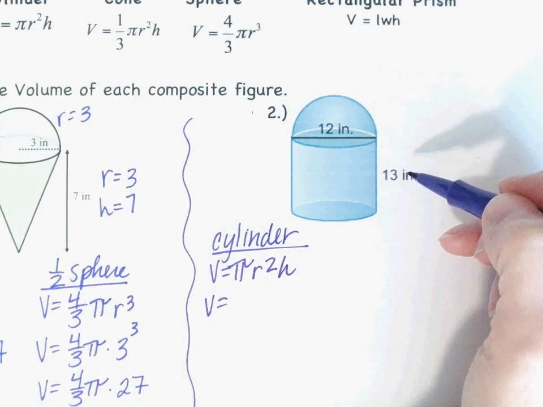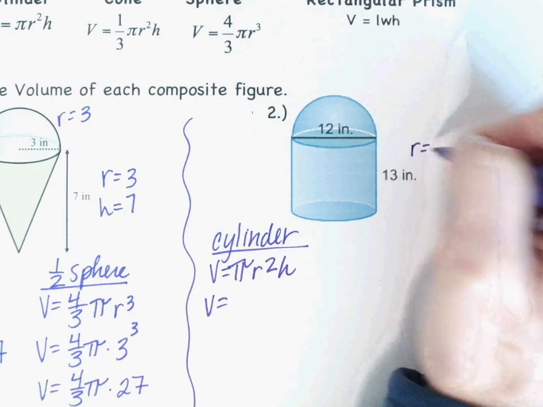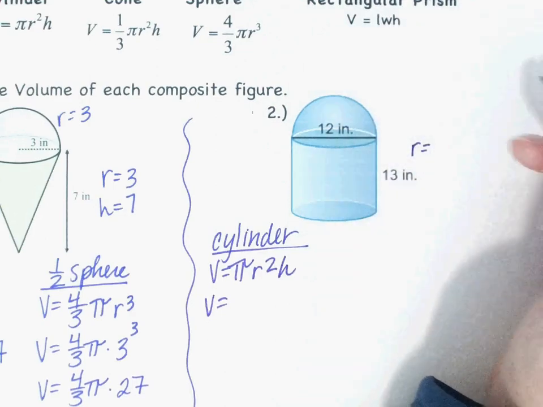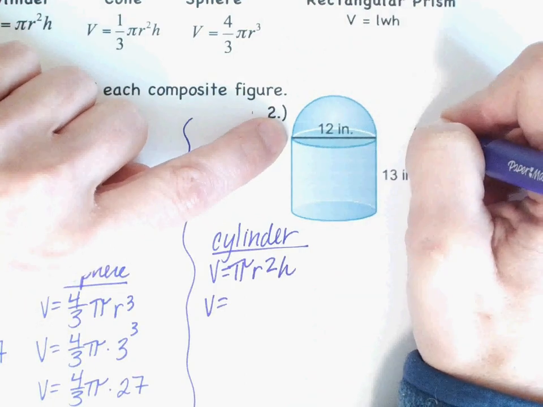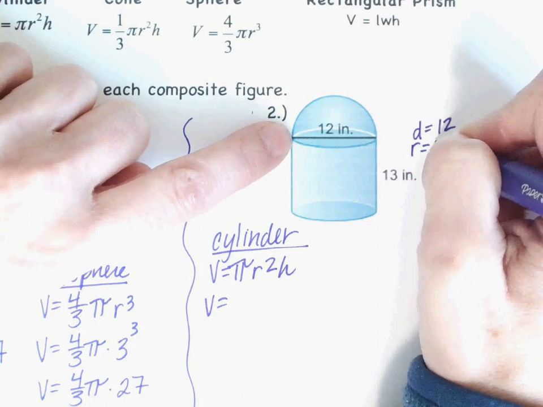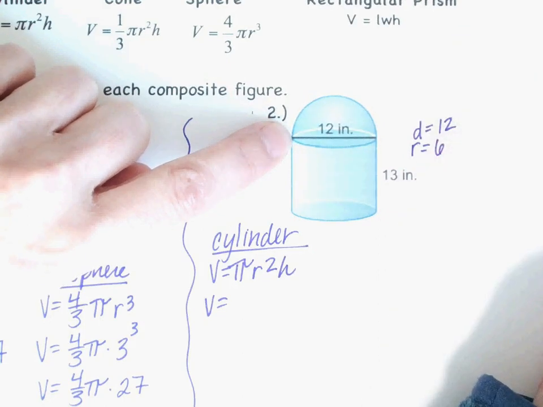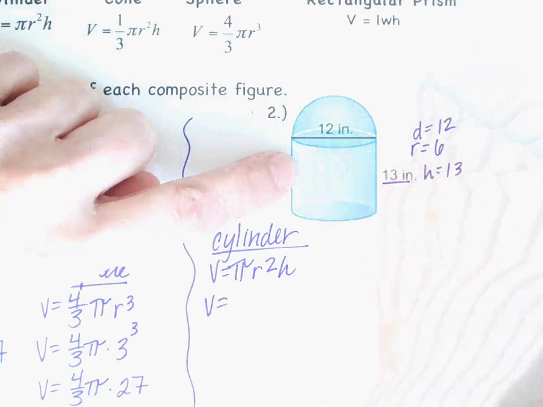Next, I'm going to make my substitution. So I'm going to take a look at what I have right here. So we're going to start with the radius. And so for this radius, I'm given 12. But remember, 12 is not my radius. 12 is my diameter. So my diameter is 12. My radius is half that. So my radius is 6. Okay. The height is 13 right here.